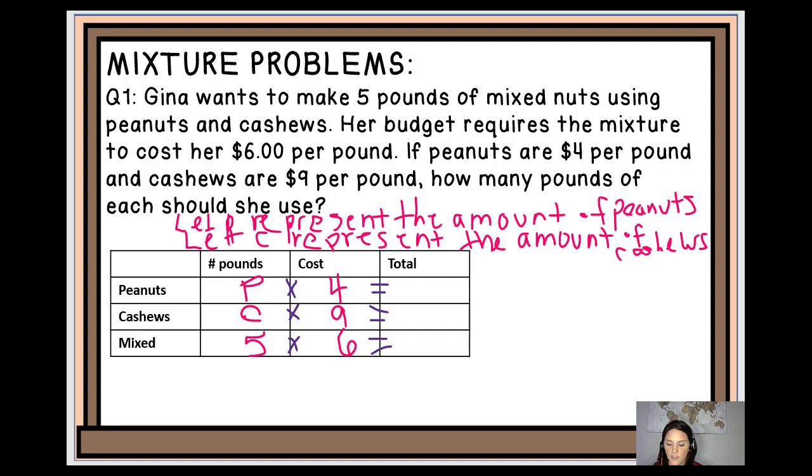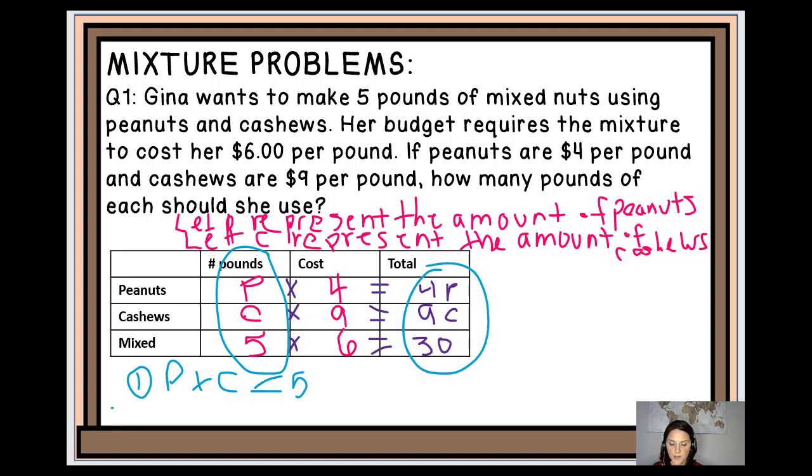So P times 4 is 4P. C times 9 is 9C. And 5 times 6 is 30. So our first equation is going to be P plus C equals 5. And our second equation is going to be 4P plus 9C equals 30.